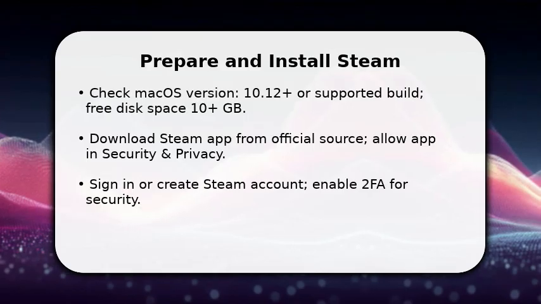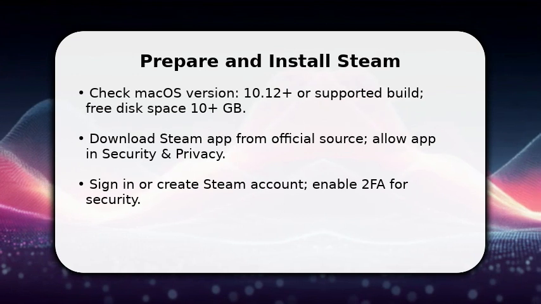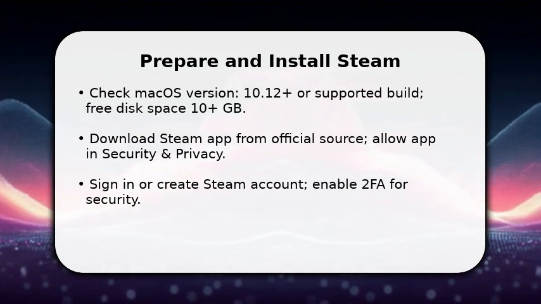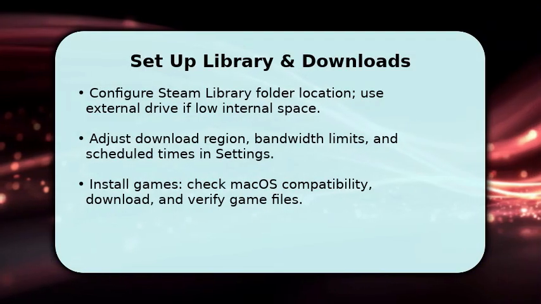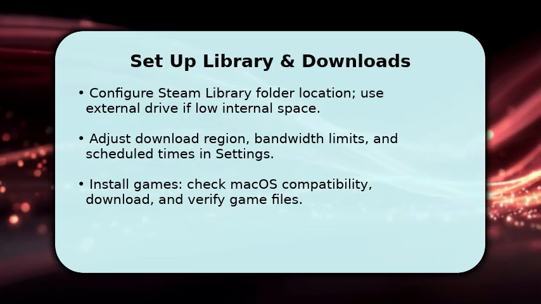Once done, Steam will update itself and install client files. Make sure the client finishes updating before moving to the store or library. You now configure where games install by setting a Steam library folder. Choose an external drive if your internal disk is tight.